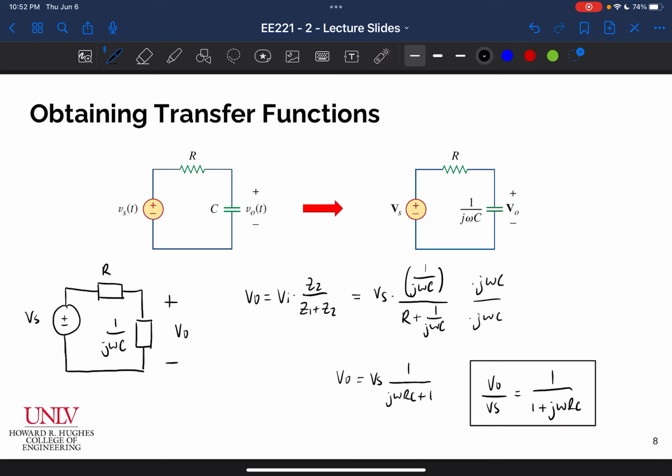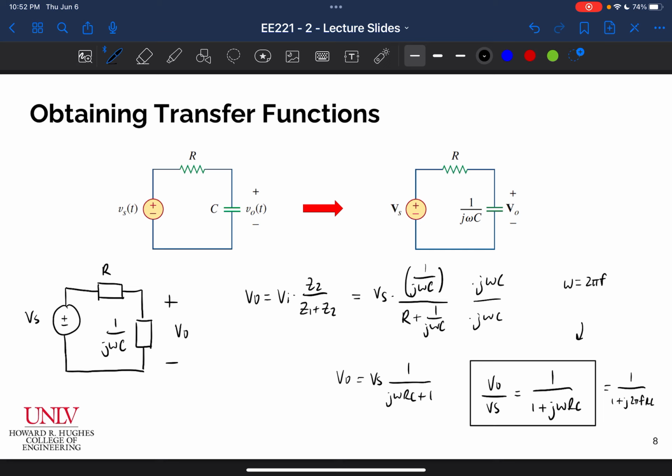Again, we could rewrite this expression in terms of F. If we just let omega equal 2 pi F, then this expression would become, I could write it one more time, 1 over 1 plus j 2 pi F RC, and that would be the exact same expression, except I've just replaced omega with 2 pi F. And so now this transfer function is a function of F instead of a function of omega.